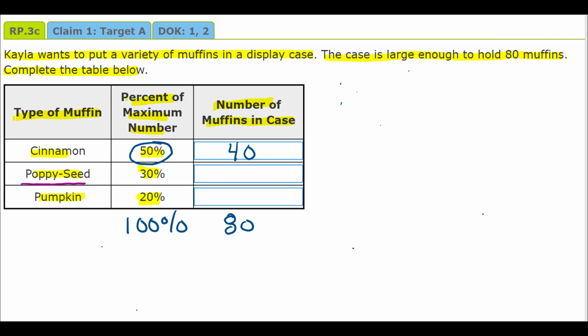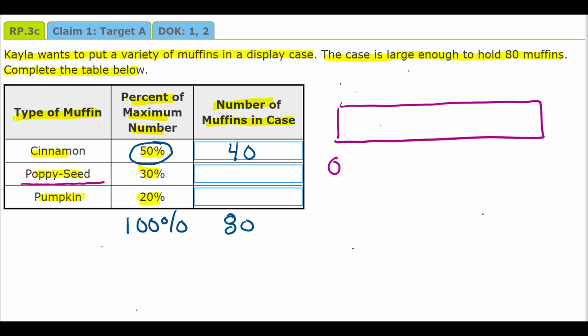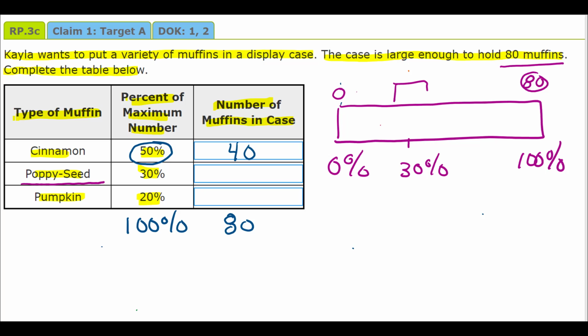To determine the number of poppy seed muffins, again, we'll go ahead and use our percent bar and set that up with 0% on the left, 100% on the right. We're looking for 30% because that's the percent that's in the display case, and there's a total of 80 muffins, as we've seen in the problem. What we're looking for is that part out of 80, that's 30%. So that's how we can set up our ratios. We have the part of n over 80, which is whole, is equal to the part of 30 over 100.